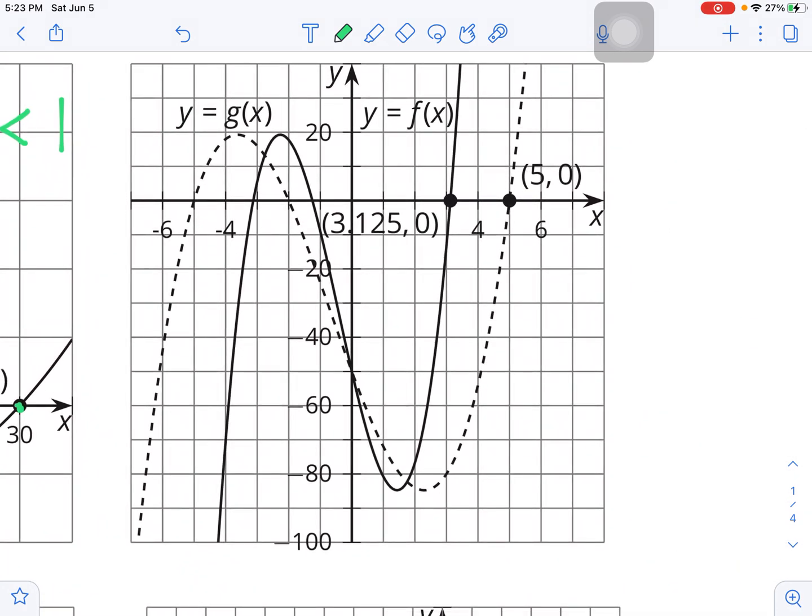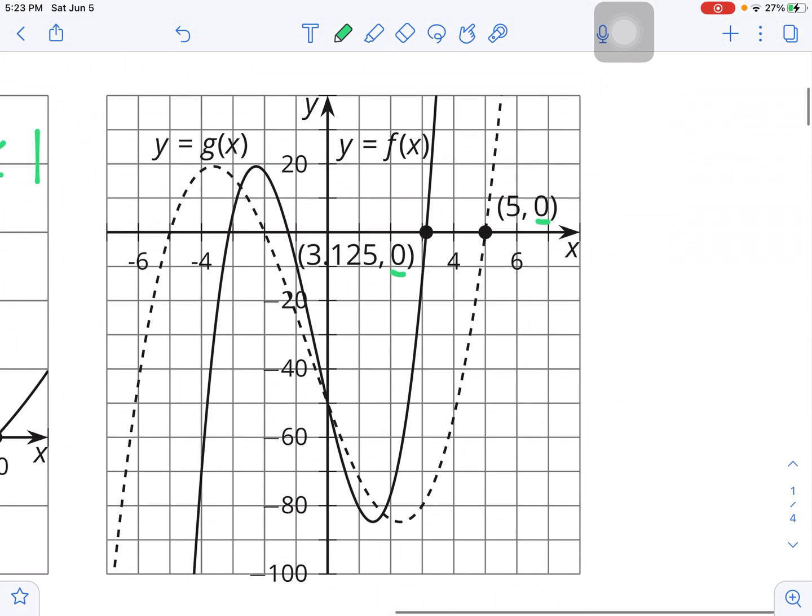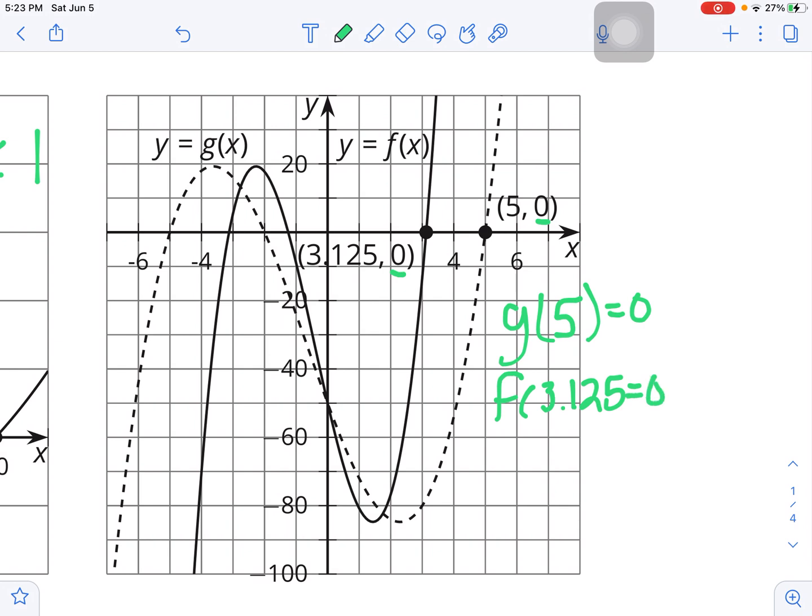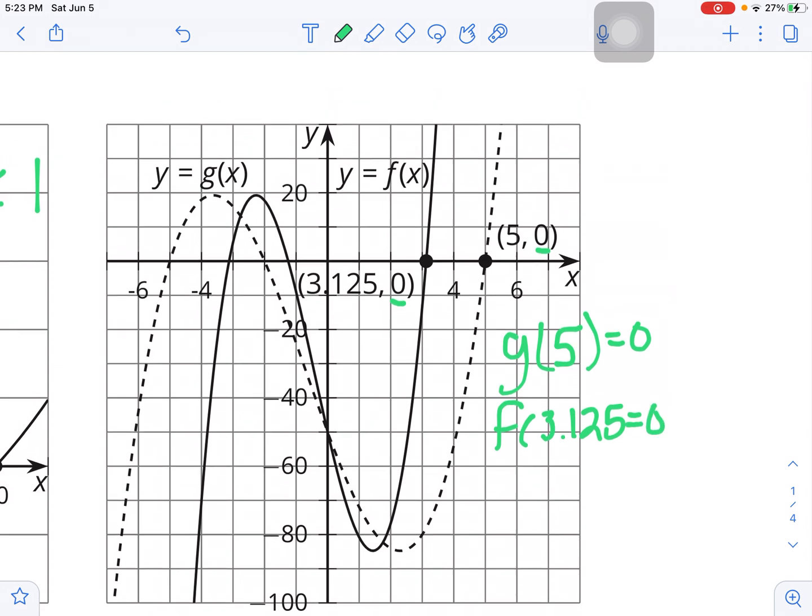This one is f of x is the solid one, and g of x is the dashed one here. So it looks like another stretch. Our y coordinates, our output coordinates, stay the same, but it's a stretch from f of x to g of x. So we want to write g of x in terms of f of x here. So I know that g of 5 gives me 0, and I know that f of 3.125 gives me 0. And so I want to figure out a scale factor.